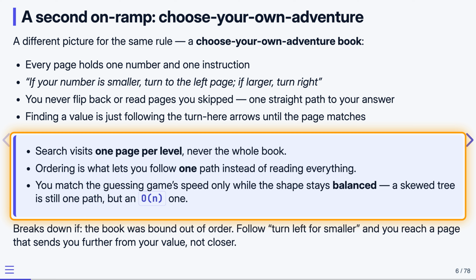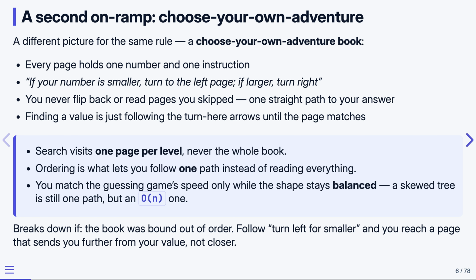Search visits one page per level, never the whole book. You get the same speed as the guessing game. It works because the book was printed in order, so every arrow points the right way. This breaks down if the book was bound out of order. Then you follow turn left for smaller and reach a page that sends you further from your value, not closer.